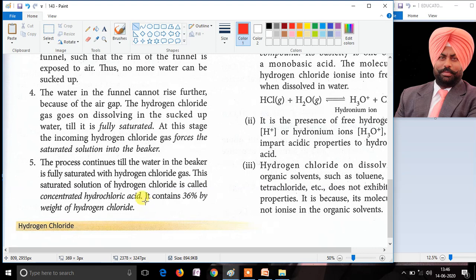Here we have to keep in mind that only 36% by weight of hydrogen chloride gas gets dissolved in water, and the water is thereby converted into concentrated hydrochloric acid.